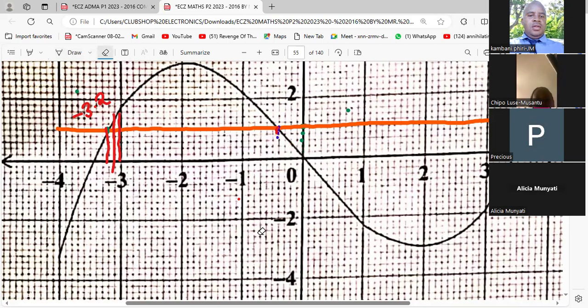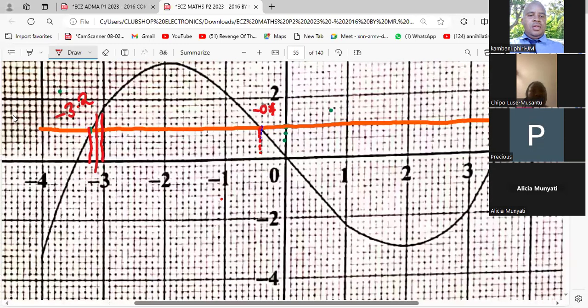Yes, sir. So at this point we have negative 0.4. We can check another point of intersection.